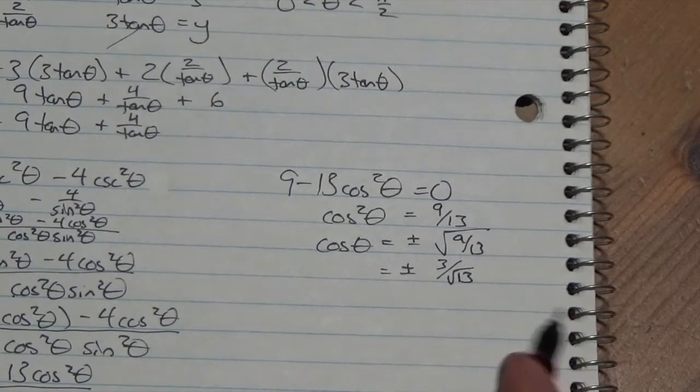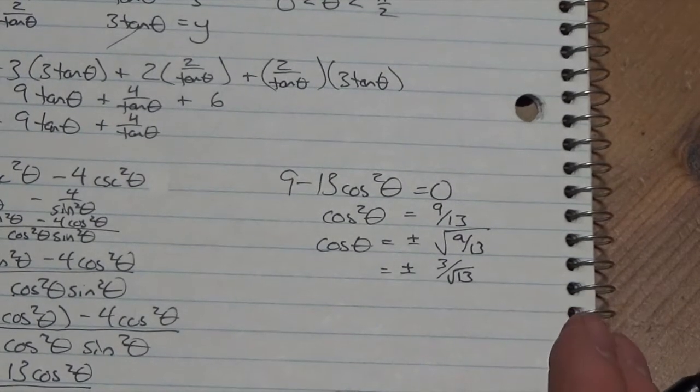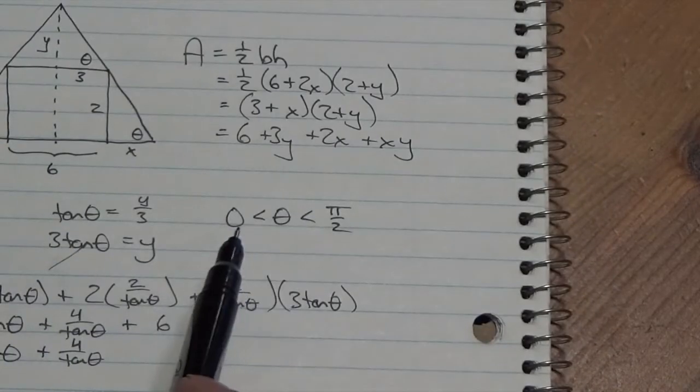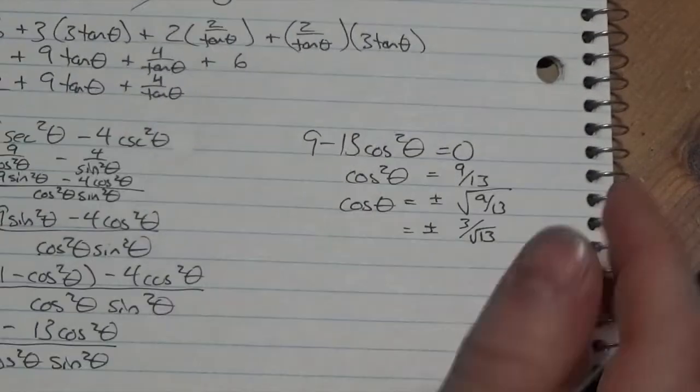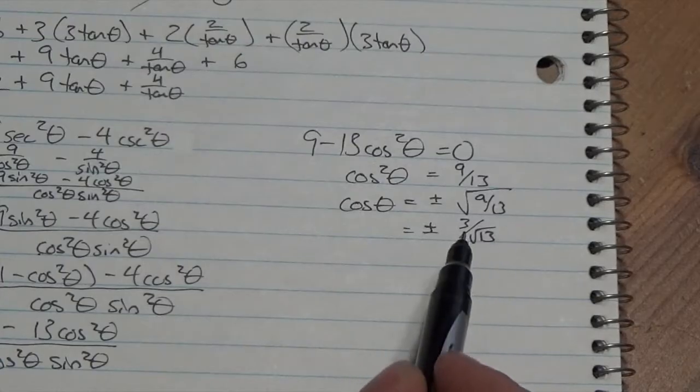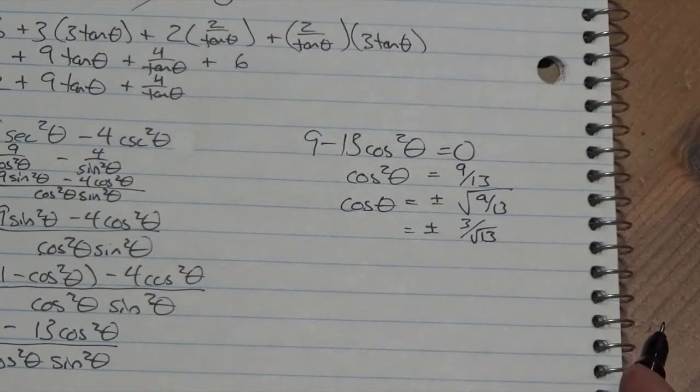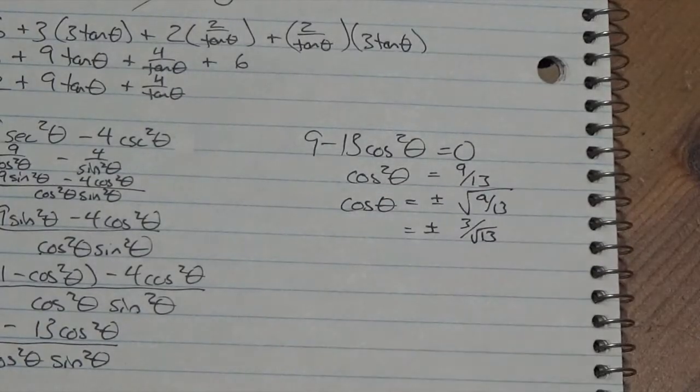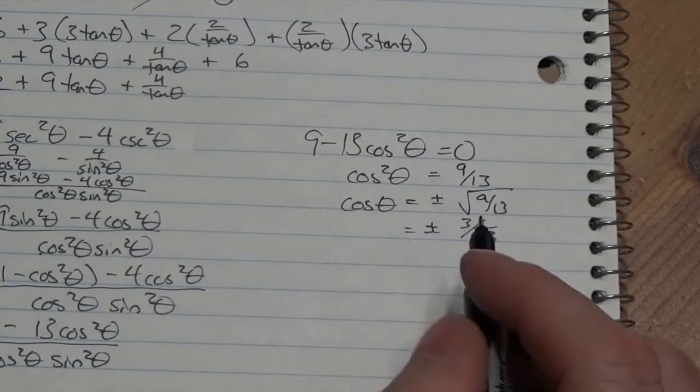Now, again, because I'm looking at angles between 0 and pi over 2, really, I'm looking for scenarios here where the cosine of theta is equal to the positive 3 over root 13, not the negative. The negative would put us into quadrant 2 or quadrant 3 for that matter, and neither one of those quadrants makes any sense for the value of theta.